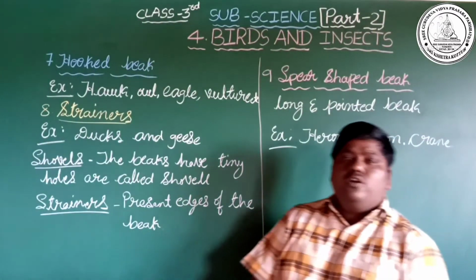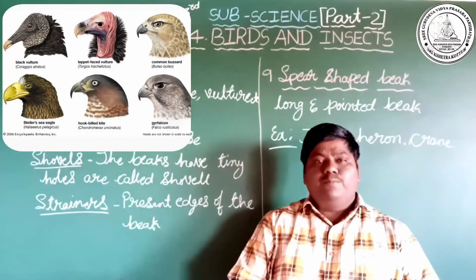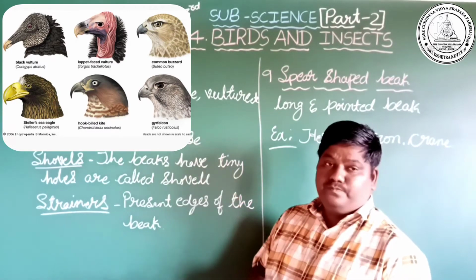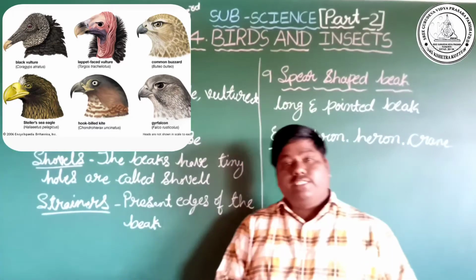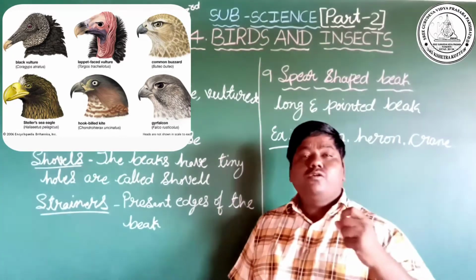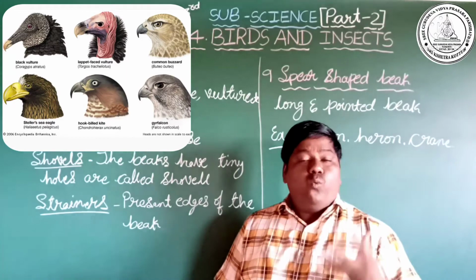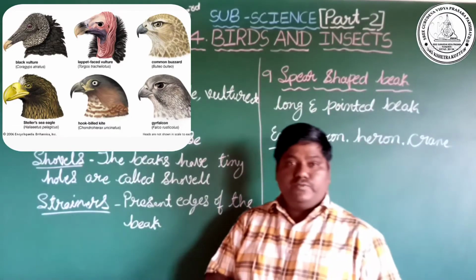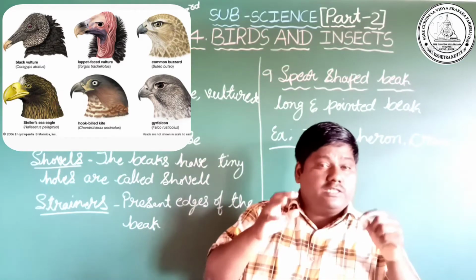Okay, now we are going to learn about the seventh type of beak, that is the hooked beak. Examples for hooked beaks are hawk, owl, eagle, vulture, kite. Many birds are there. They have a strong curved beak. What is the use of the hooked beak to hawk, owl, eagle, vulture? With its beak, they catch small animals and birds.